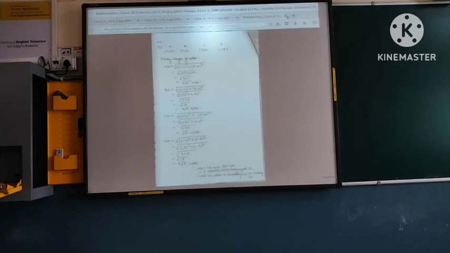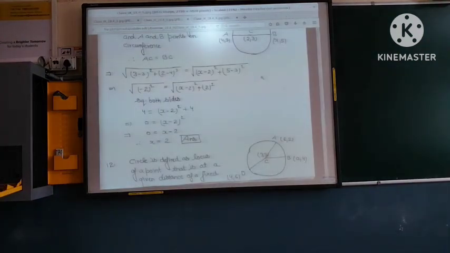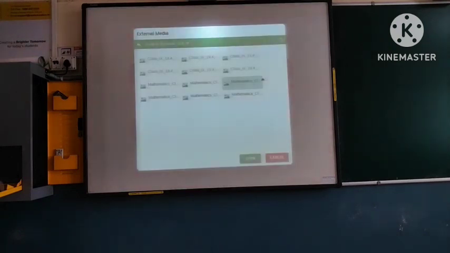14th question is a bit different question, children. Why? Because it's a question based on the collinear part. Collinear part means you have to prove that these given points are collinear, that is, they lie on the same straight line. So if the points have to lie on the same straight line, what will happen? If you add the distances, like if you say A, B, C are collinear, then AB plus BC should be equal to what? AC.